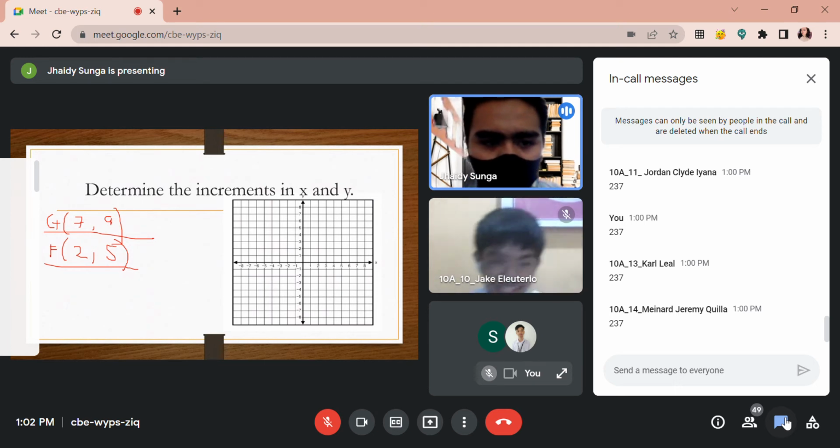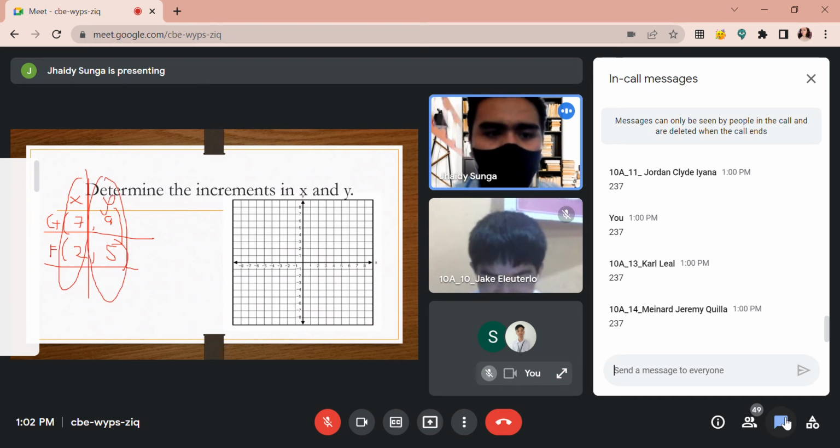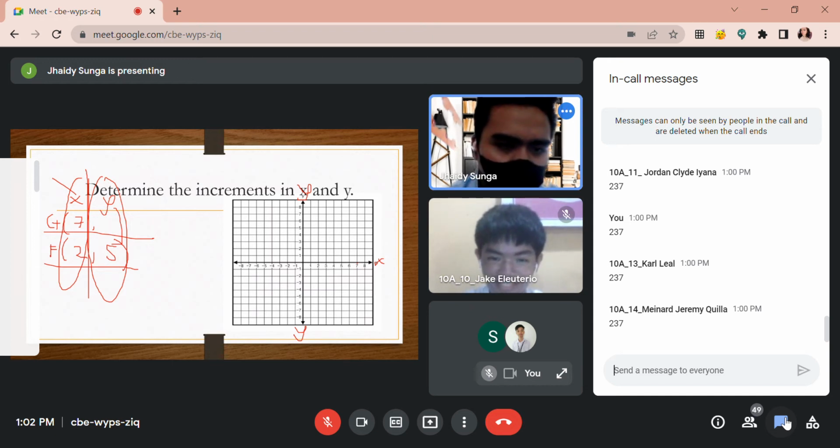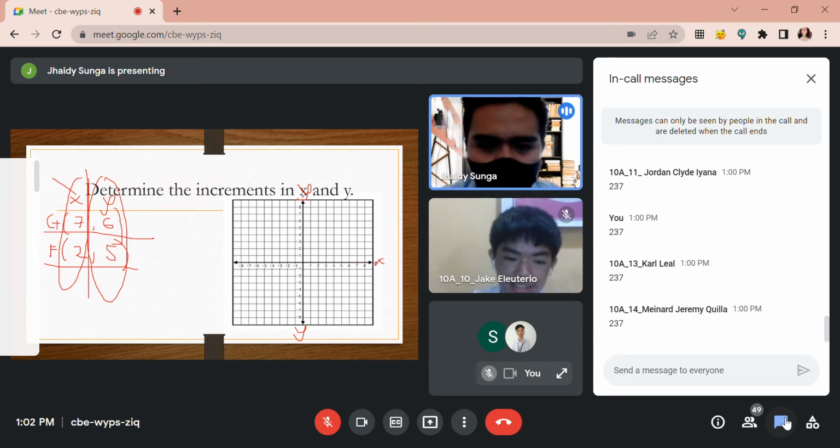So we have the value of x. This is the x, and this is the y. So from the x-axis, this is the x-axis, and y-axis. Positive 7: 1, 2, 3, 4, 5, 6, 7. So now 9. I'll just be erasing this one. Or we could have at least 6: 1, 2, 3, 4, 5, 6. So from 7 here on the x-axis first, we go up.